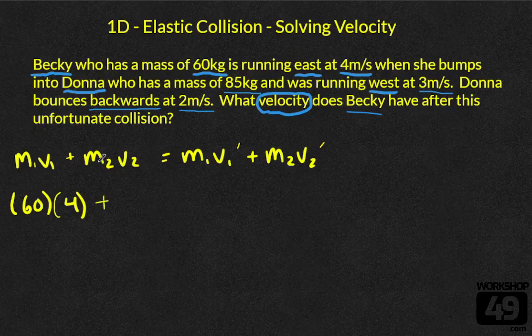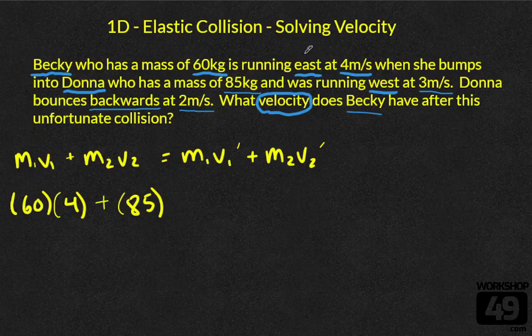Plus our mass 2. This is the mass of whatever object 1 is colliding into. In this case, our mass 2 is Donna. We can fill in 85 kilograms. And we need to know Donna's velocity. Here's this part where it's important that it's west.